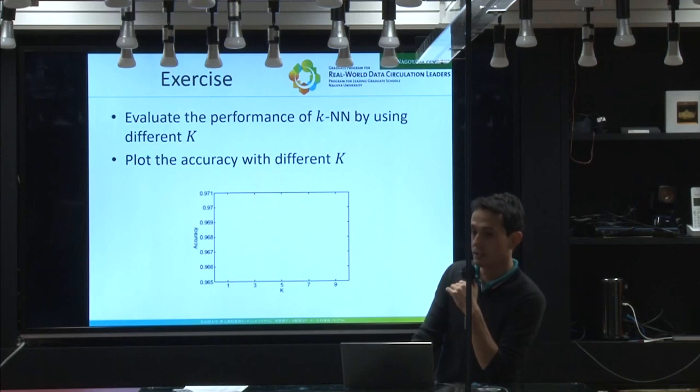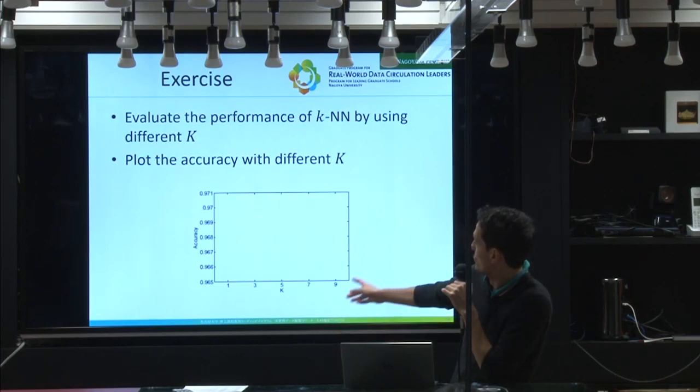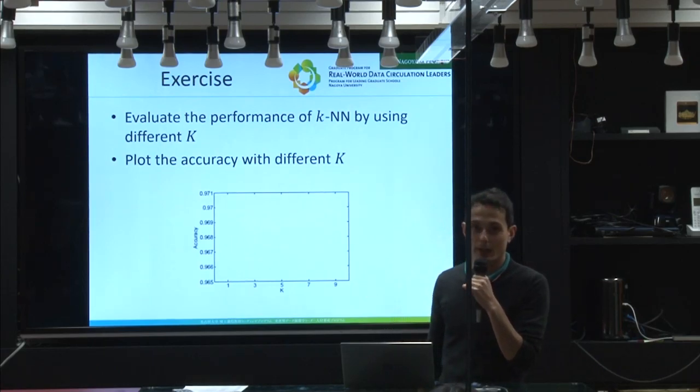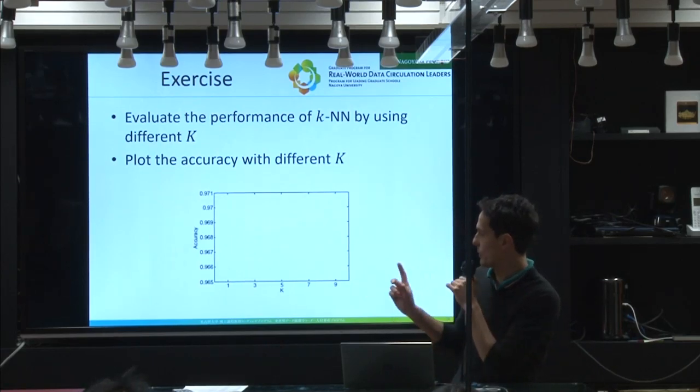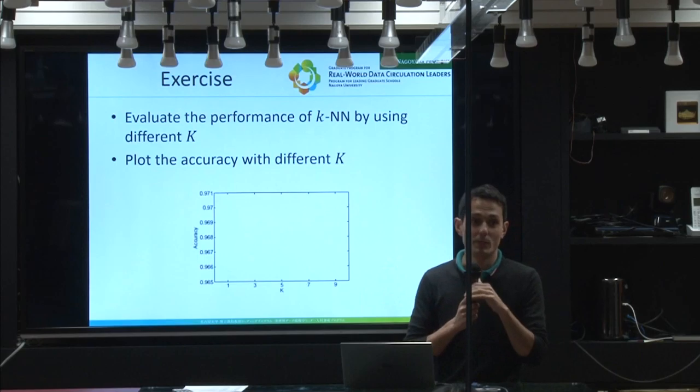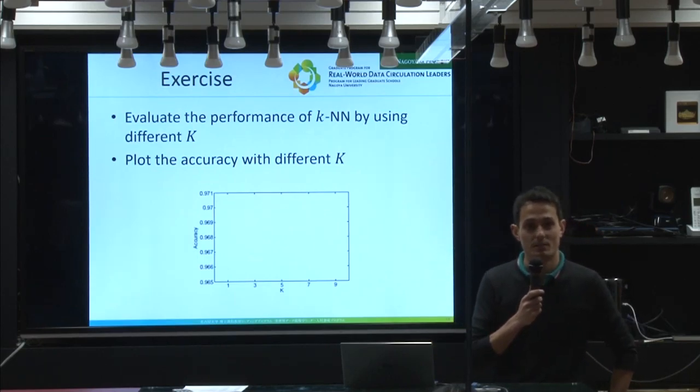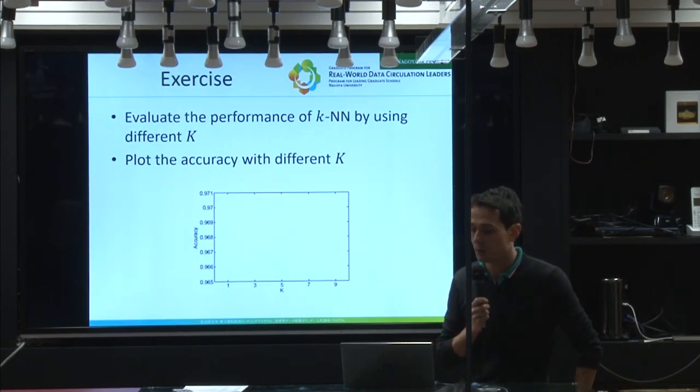Okay, now actually in the slides, they asked you to plot the accuracy with different k. So change the k value between, well, not 0, obviously, between 1 and 10, and see which k value gives the best results. See if there's any pattern to it.